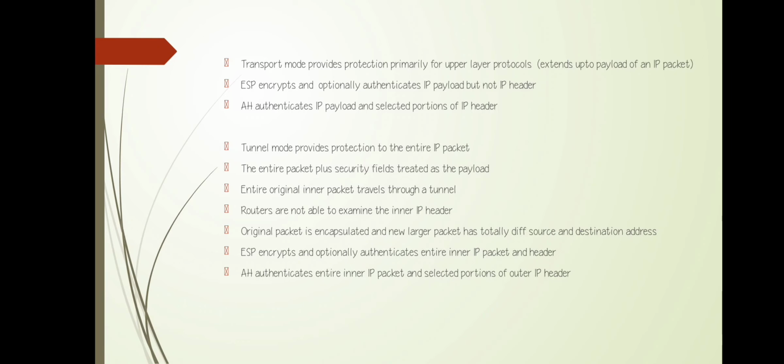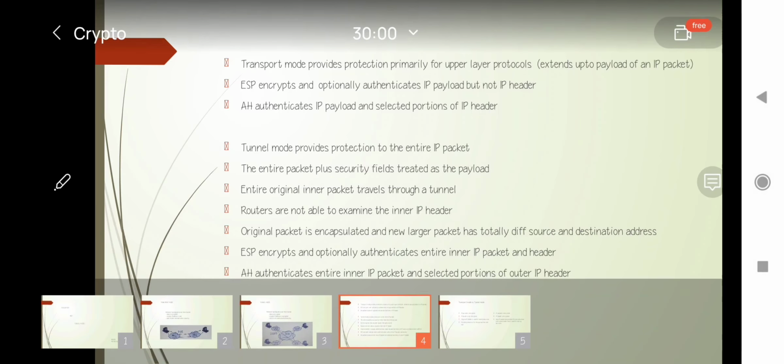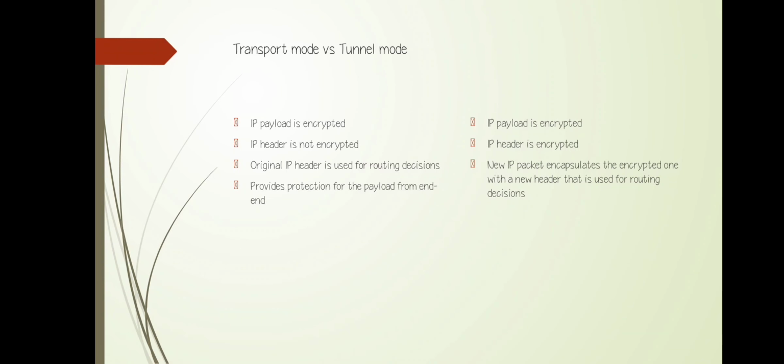The ESP in tunnel mode encrypts and authenticates the entire inner packet and the IP header. The AH authenticates the entire inner packet and selected portions of the outer IP header. Next, this is the difference between transport mode and tunnel mode.